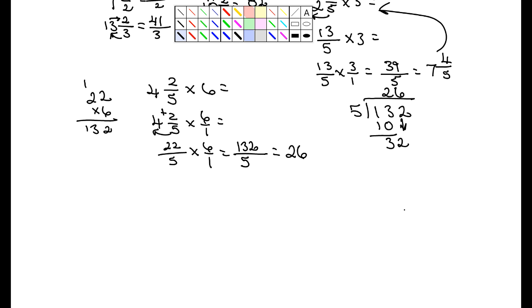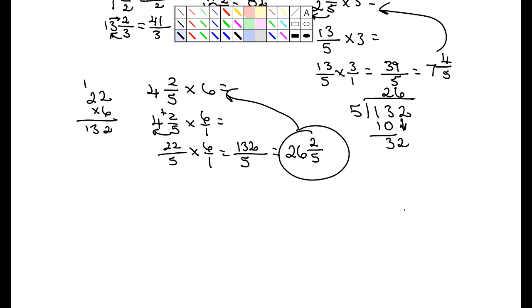2 left over. What goes on the bottom? A 5. Okay, so 26 2/5 is the answer to that. How many got that one right? Raise your hand. About half of you. Put up 20 points.